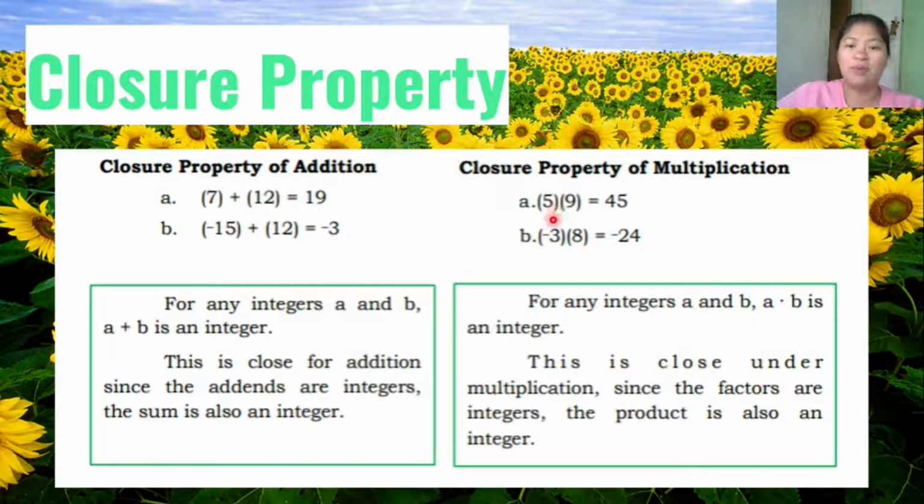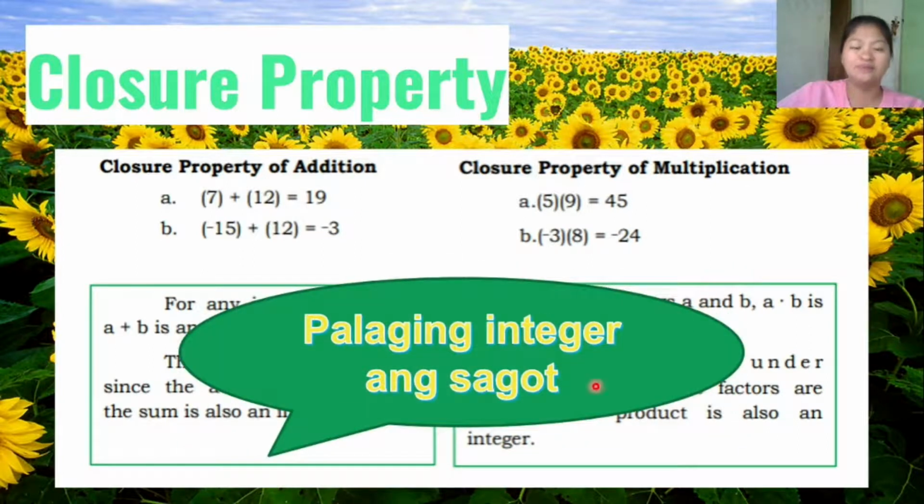So, ganun din po ang multiplication. Positive 5 times positive 9 is 45. Negative 3 times 8 is negative 24. Kung gagamit po tayo ng factors or numbers na kapag pinag-multiply ay integer, ang magiging sagot po ay integer pa din. Hindi po pwedeng ang maging sagot ay animal o kaya po ay prutas. So, integer plus integer or integer times integer will also be an integer. Para po madali nating matandaan, ang closure property po ay nangangahulugang palaging integer ang sagot.